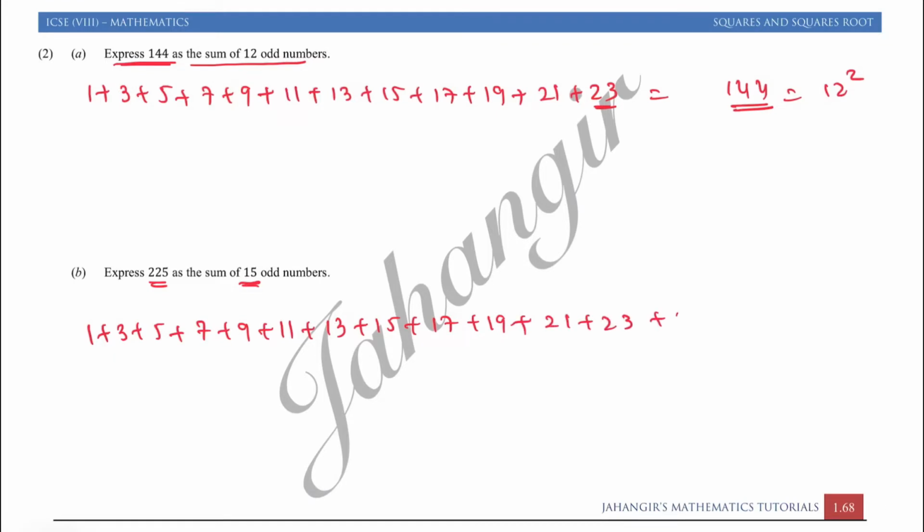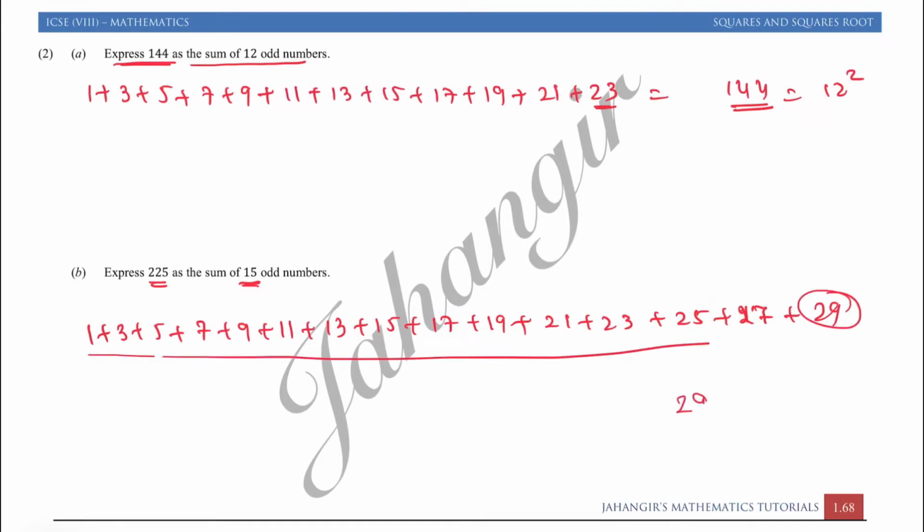This is 12, 13, 27, 29. These are all 15 odd numbers. If you count, it's 15 odd numbers. If you want to know how many odd numbers there are, just add 1 to the last number: 29 plus 1 is 30. Of the total 30 numbers, obviously 15 are odd and 15 are even. You can easily check that way also.